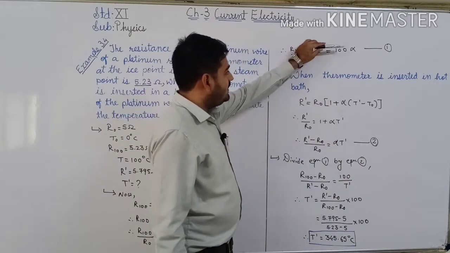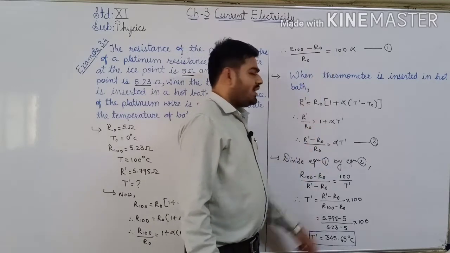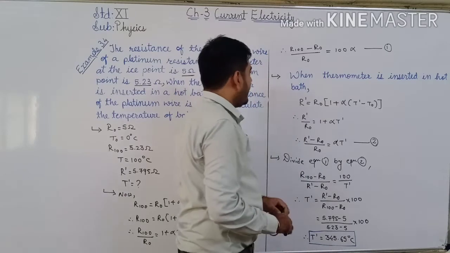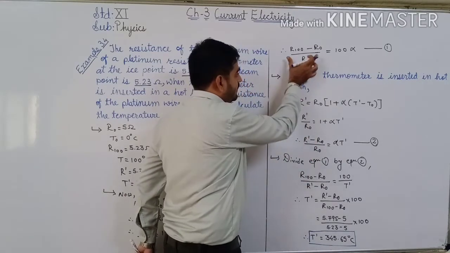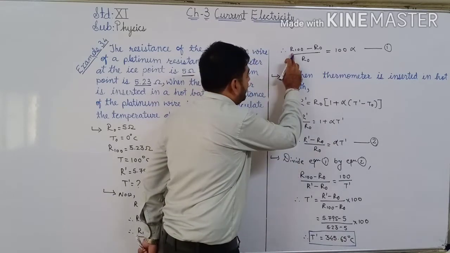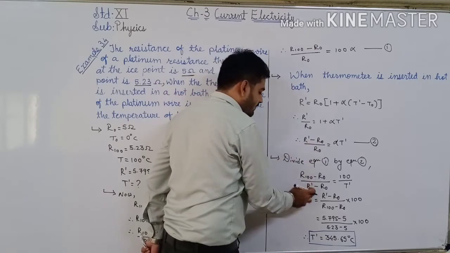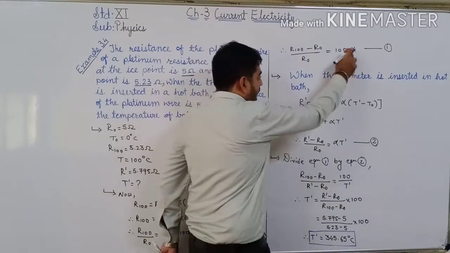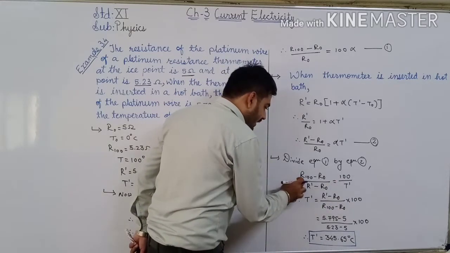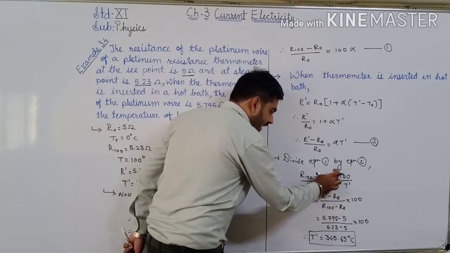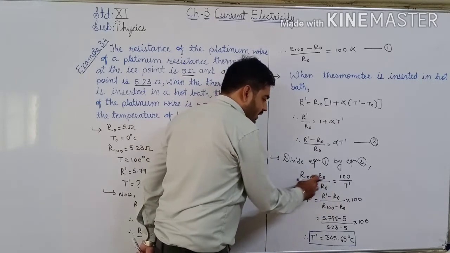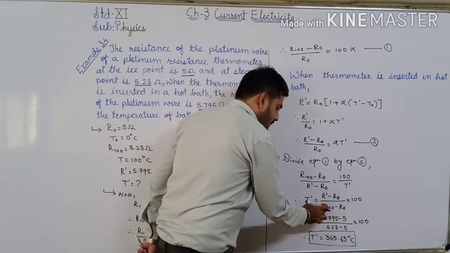Equation number 2. Now look, on the right hand side there is alpha, and I want to cancel alpha, so what should I do? Divide. So divide equation 1 by equation 2. If we divide equation 1 by equation 2, what will get cancelled? This R naught will get cancelled, alpha will get cancelled. Then what will remain? R100 minus R naught upon R dash minus R naught, because R naught gets cancelled, alpha gets cancelled, what will remain, 100 upon T dash. Now if we make T dash the subject, then T dash is equal to R dash minus R naught upon R100 minus R naught into 100. Taking T dash to the left hand side, this has to go to the right hand side. Therefore T dash is equal to R dash minus R naught upon R100 minus R naught into 100.